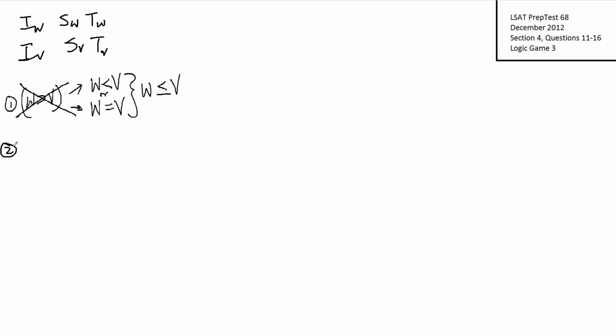Second, I's voicemail target must be shorter than the other clients' voicemail targets. So I's voicemail target must be shorter than S's and also shorter than T's. Right? So you look at this. This is a less than or equal to. And then you look at this. This is a strict less than. What does this mean? It means that IV is never going to be in 3. It means that SV and TV are never going to be in 1. Because if SV is 1, then it can't be greater than IV. If IV is 3, it can never be less than both of these guys.